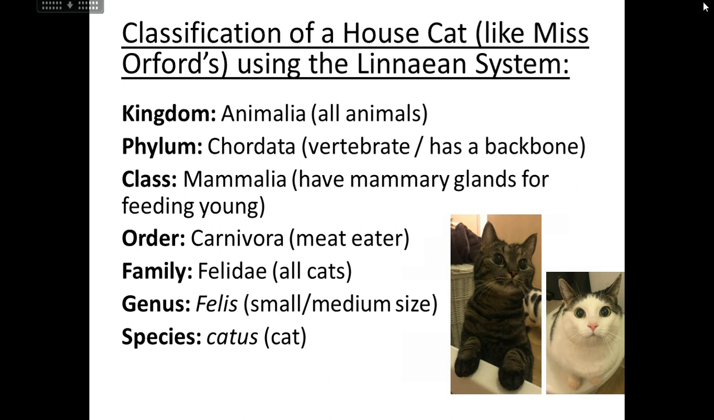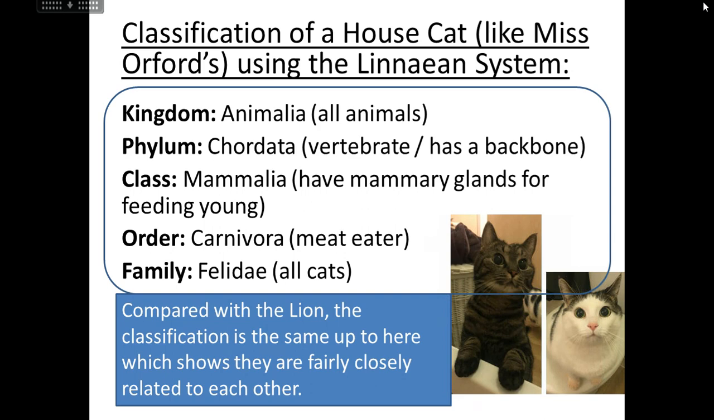And they are obviously therefore going to be in completely different species as well. So these are now known as Felis catus. That's their binomial name. So compared with the lion, the classification is completely identical up until the family, which shows they're actually fairly closely related to each other. The more of those subcategories that organisms fit into the same ones as each other, the more closely related they will be. So if they're all the same groups up until genus, then they are very closely related, and there's probably only been a very recent change in its evolutionary history to create this different species.